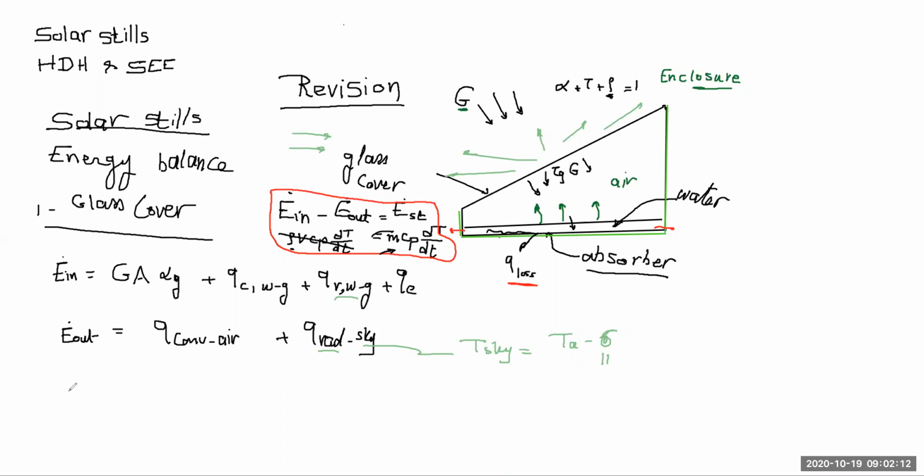Finally, the energy storage in the glass, which again, you may consider or you may neglect. If you assume the glass is thin, you can neglect it. Cp glass, then dT glass by dt. So these are the expressions that we have here to improve the performance.